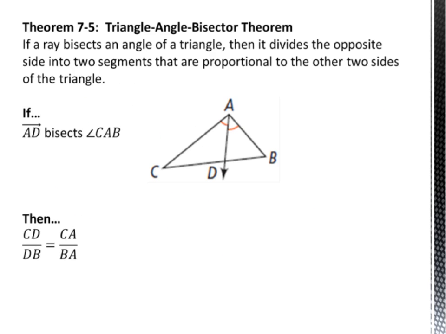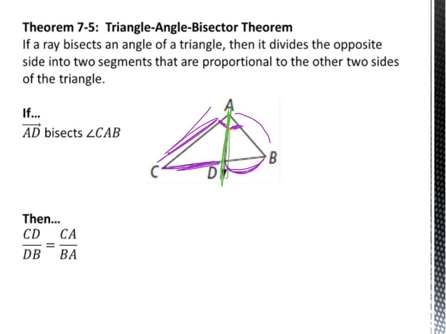And my last theorem that I have: if this line right here, AD, bisects, so if you remember back from last semester, bisect means it cuts that angle into two congruent parts. So this small angle is congruent to this small angle. Then again, I can set up a proportion. And the proportion here is a little bit different. So it would be CD over DB would be equal to CA over AB.